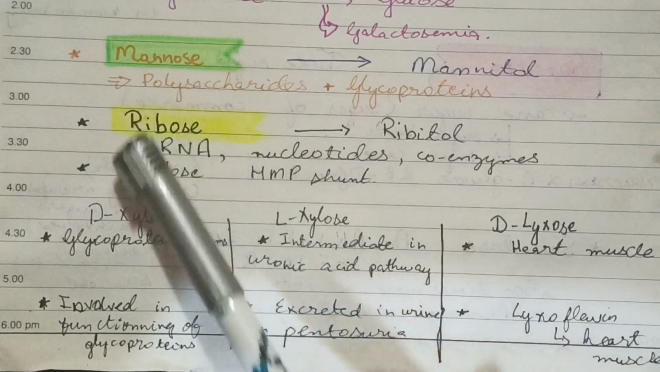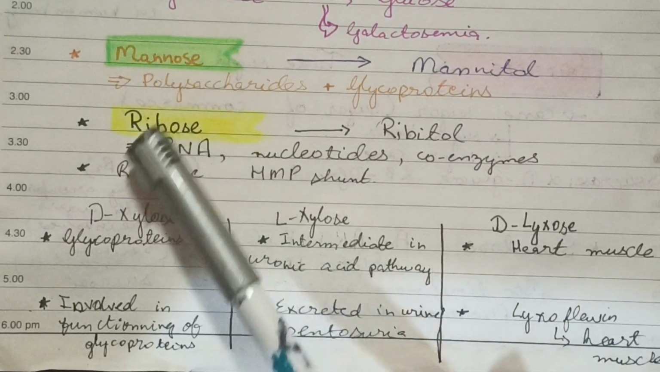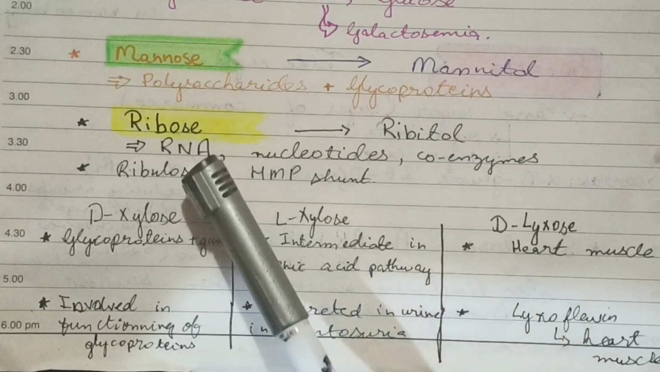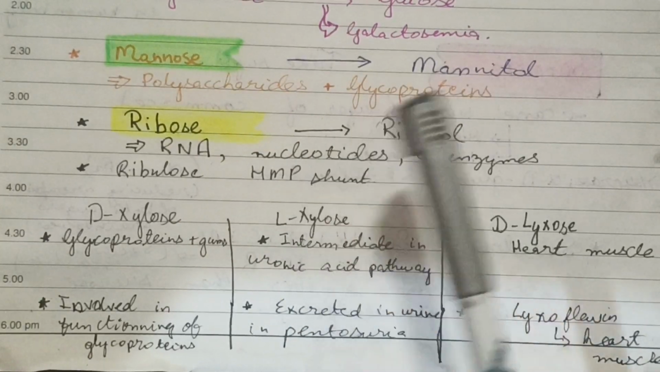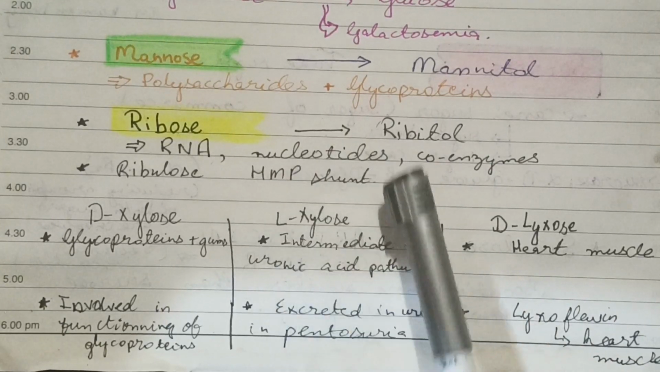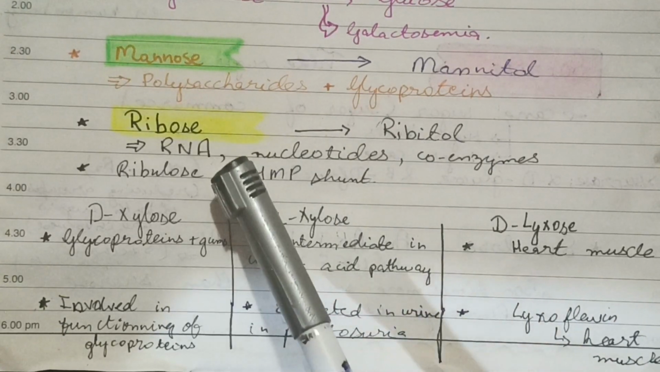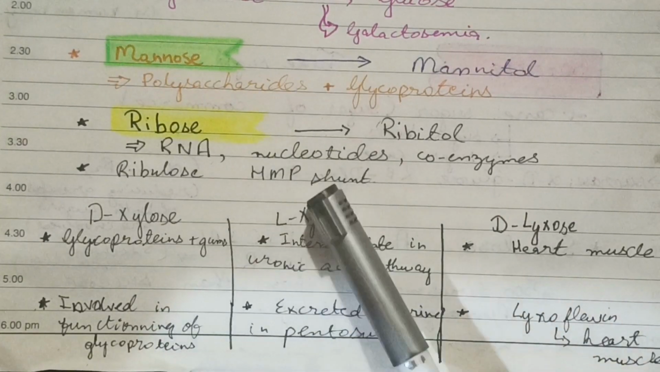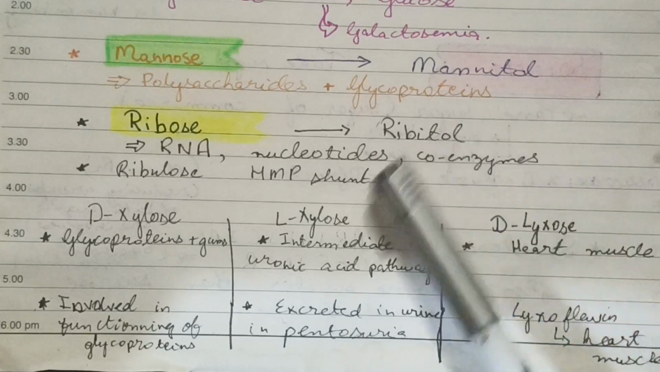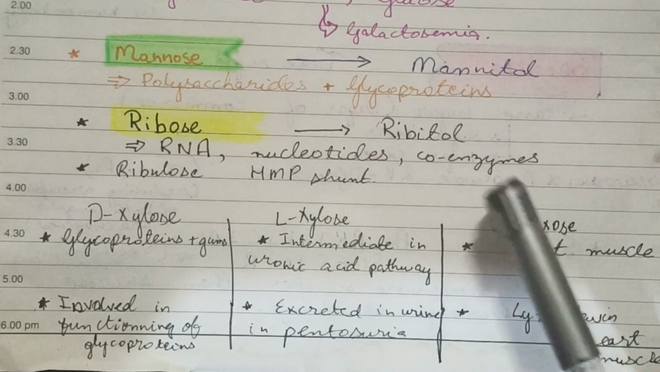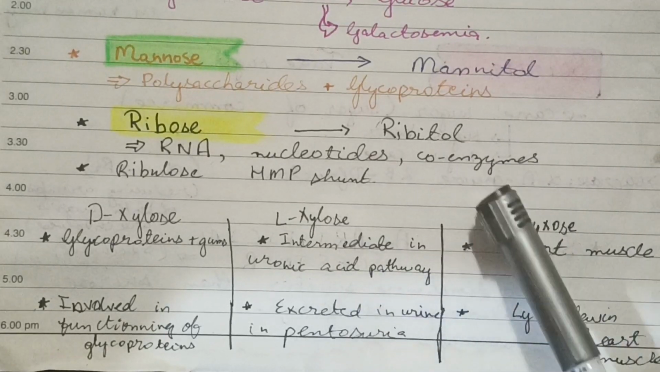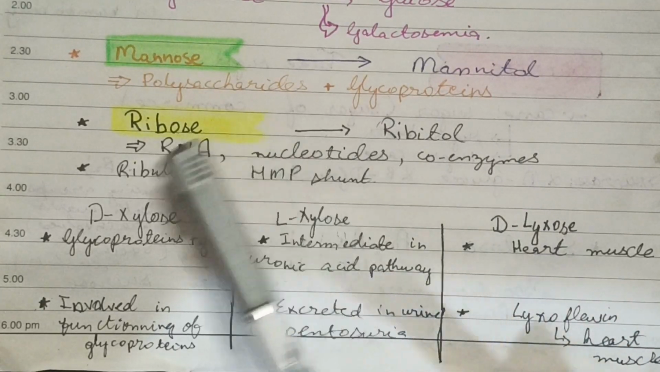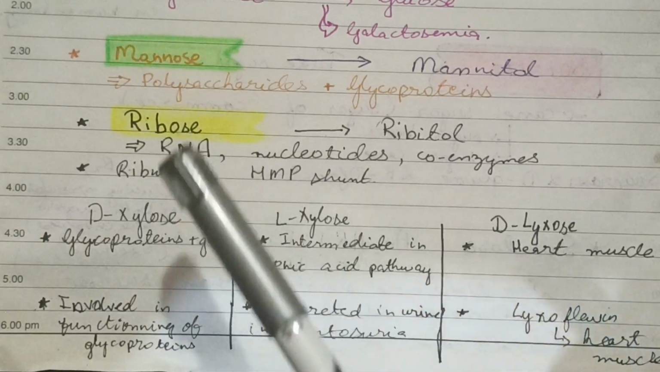Now coming towards ribose. Ribose has 5 carbon atoms and an aldehyde group, and it will be reduced to ribitol. It is an important constituent of RNA, ribonucleic acid, which is important in the formation of proteins, and of nucleotides and coenzymes such as NAD and FAD. It is of course important for RNA.